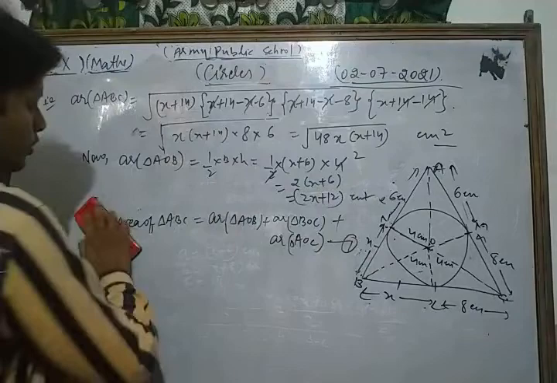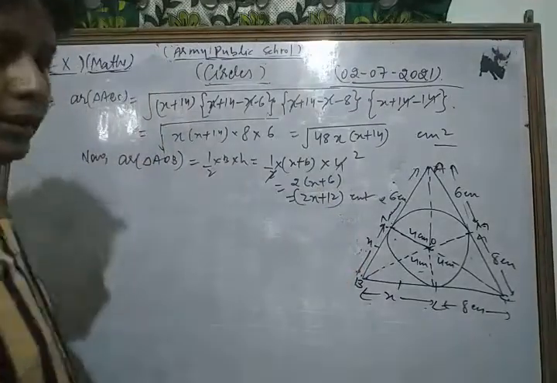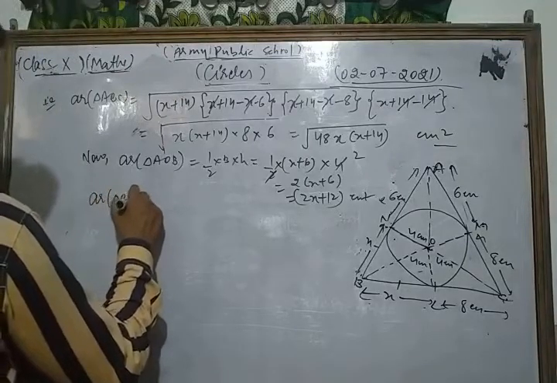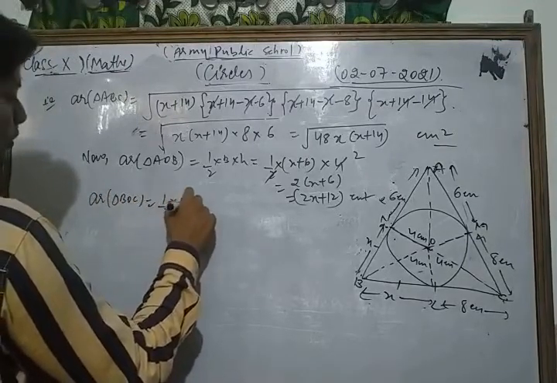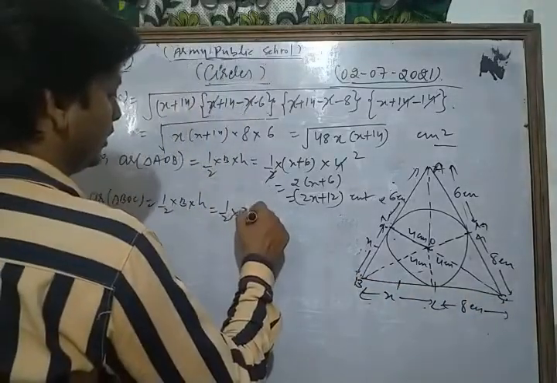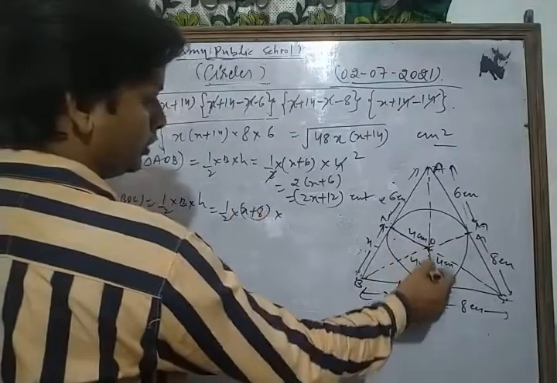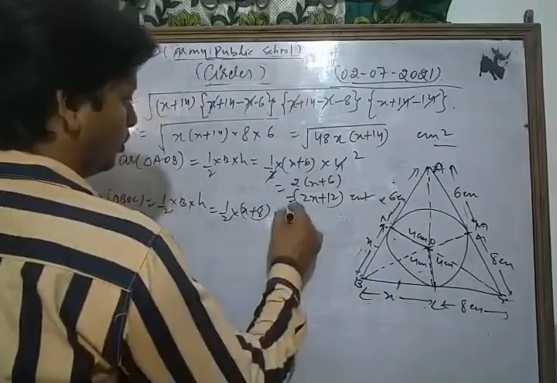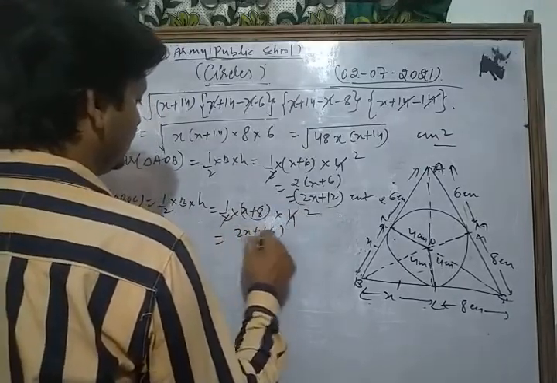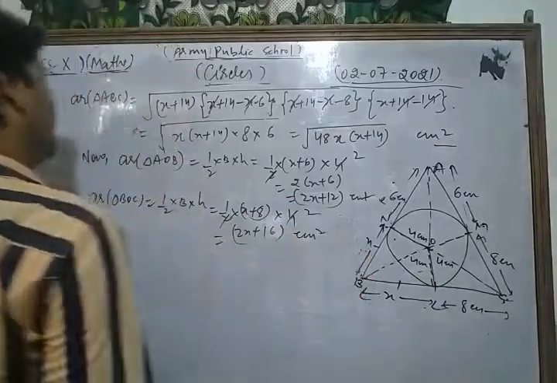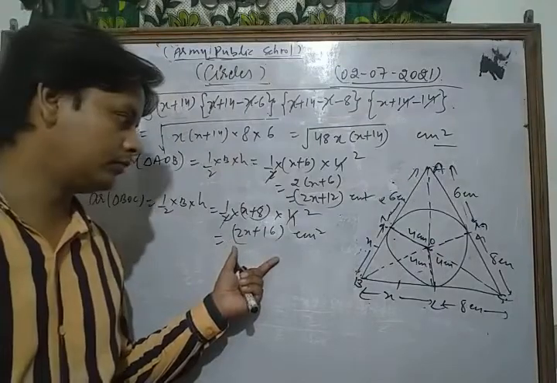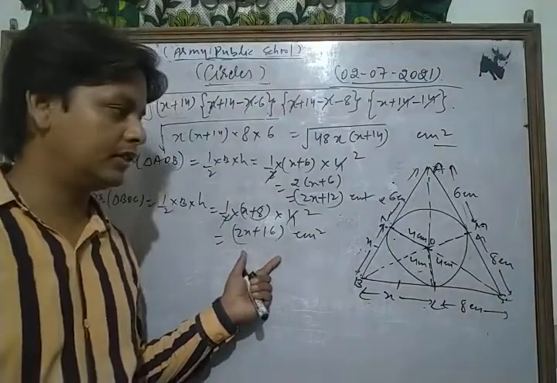Now we find the area of triangle BOC. One upon 2 base into height. If we take base as BC, which is x plus 8, then the corresponding altitude is OL, which is 4. So 2 into x plus 8, that is 2x plus 16 centimeter square. This is the area of triangle BOC.